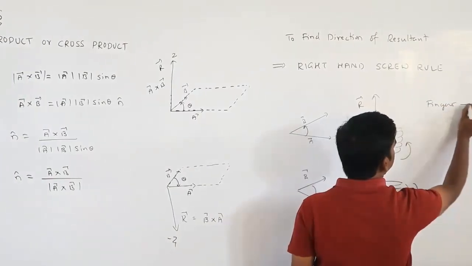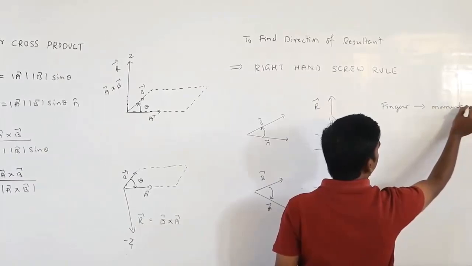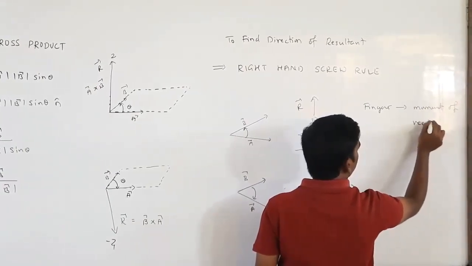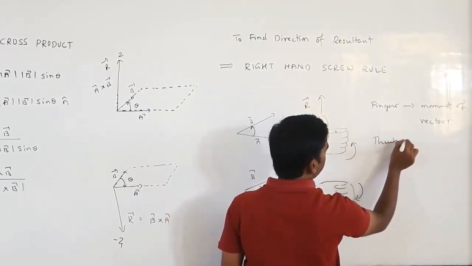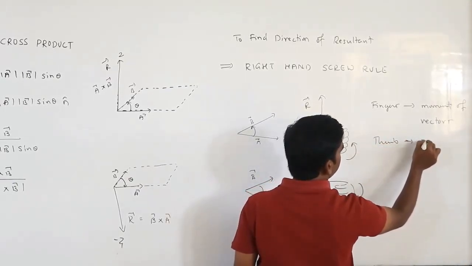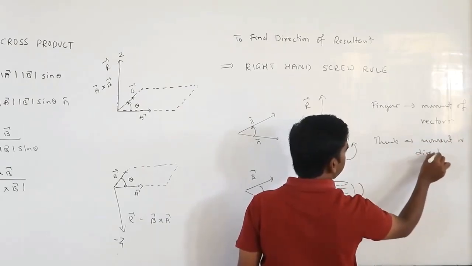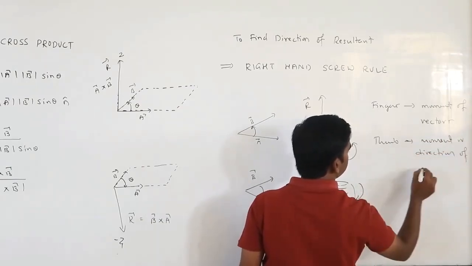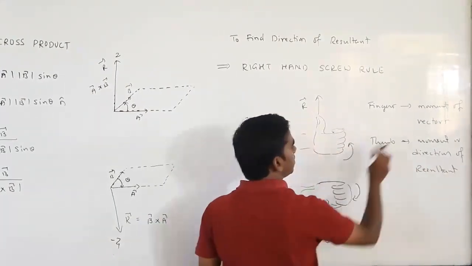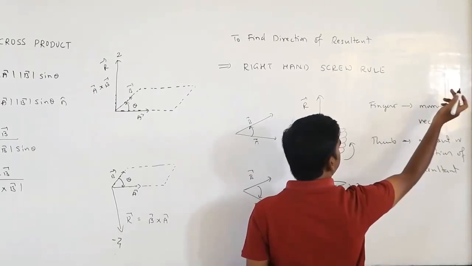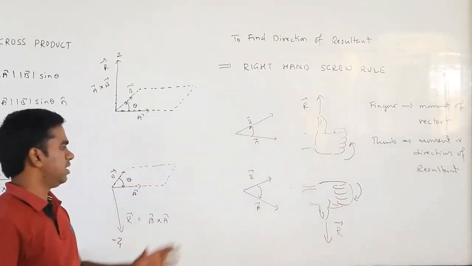So fingers will give you what? Moment of vectors. Then thumb, what will it give you? It will give you the moment or direction of resultant. So here also, moment or direction of vectors. I hope you can understand.